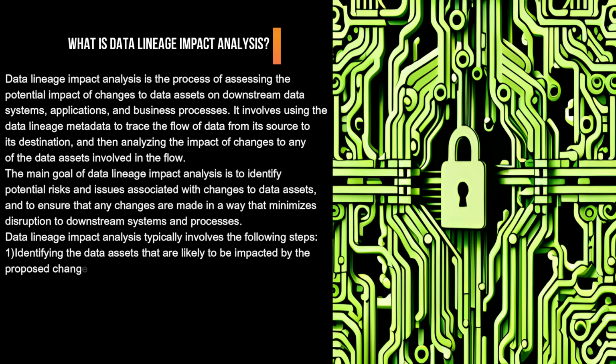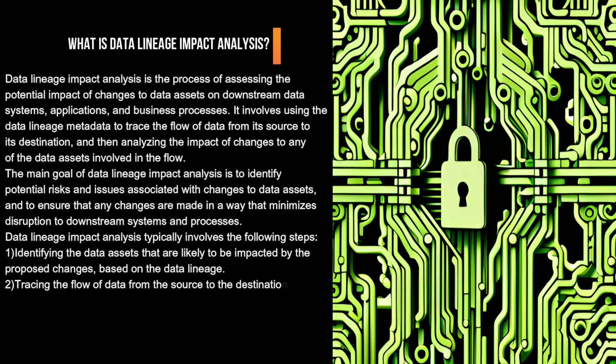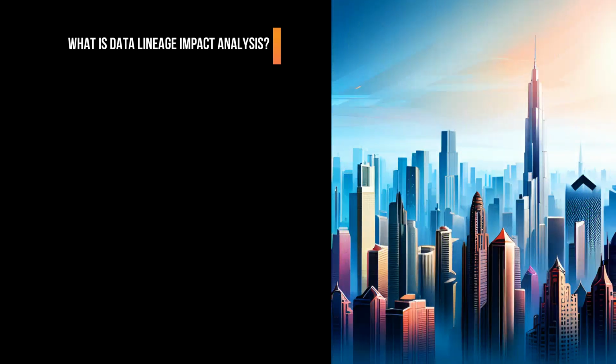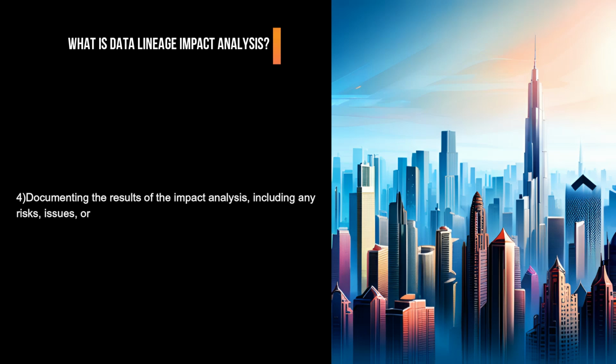Data lineage impact analysis typically involves the following steps. 1. Identifying the data assets that are likely to be impacted by the proposed changes based on the data lineage. 2. Tracing the flow of data from the source to the destination using the data lineage metadata. 3. Analyzing the impact of changes to each data asset on downstream systems, applications, and business processes. 4. Documenting the results of the impact analysis, including any risks, issues, or dependencies that are identified.